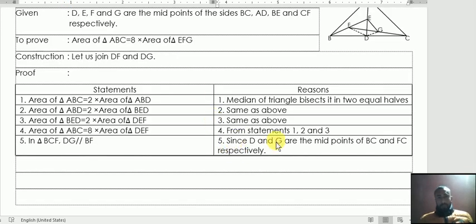The reason is, since D and G are the midpoints of sides BC and FC respectively, or you can say the line segment joining midpoints of any two sides of a triangle is parallel to the third side. That's also okay here. Now let's move on to the next one.